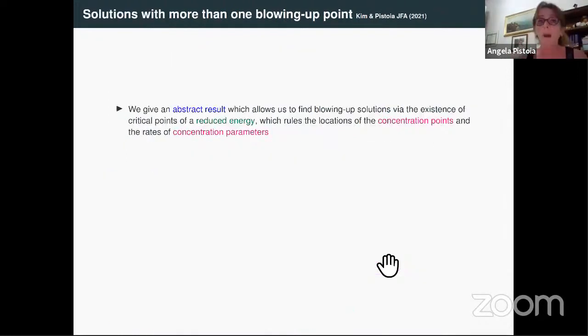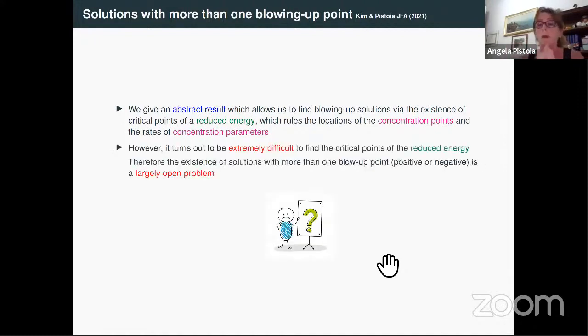Okay, a couple of comments. We give an abstract result which allows us to find the blowing up solutions via the existence of critical points of the reduced energy, and which gives you the location of the concentration points and the rates of the concentration parameters. However, it is extremely difficult to find the critical points of the reduced energy in the general case. Here I am talking about solutions with more than one blow-up point.